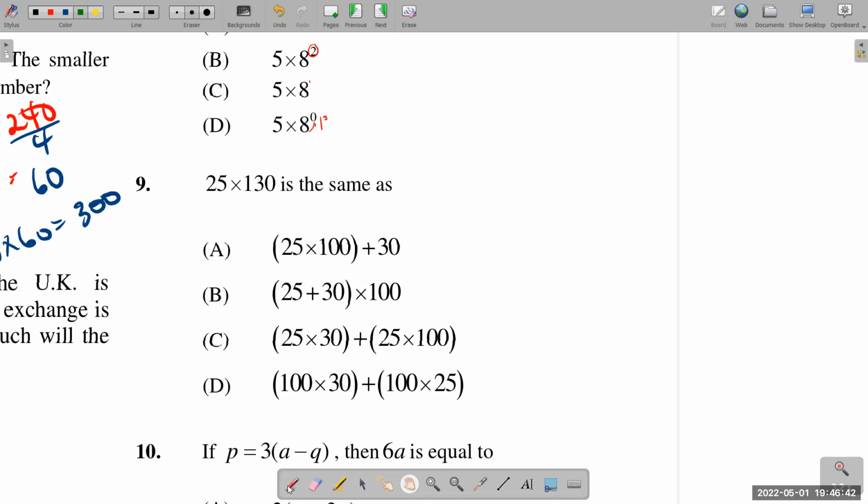Excellent. The answer is C, because you need 130 25s. So far, this gives you 30 25s. How much more 25s do you need? You need 100 more 25s to make 130 25s. So your answer is C.